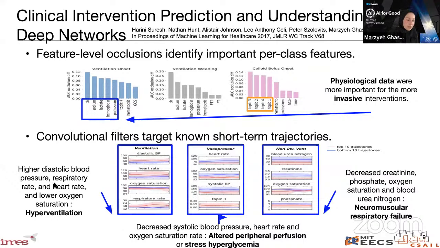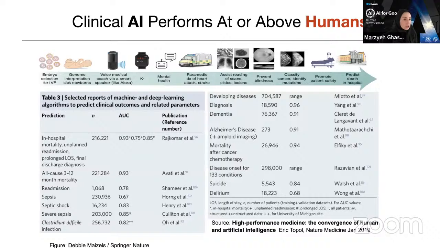We also are able to look at things like convolutional filters and say, what is it that seems to be highly activating in a patient's trajectory for needing a ventilation? Why do we seem to predict that somebody needs to be ventilated? And those are patients here in red on average that have higher diastolic blood pressure, heart rates, and respiratory rates, but lower oxygen saturation. So they're hyperventilating. They're trying to breathe really, really quickly. Their respiratory rate is up, their heart rate's up, but that oxygen isn't getting to their body systems, which makes sense.